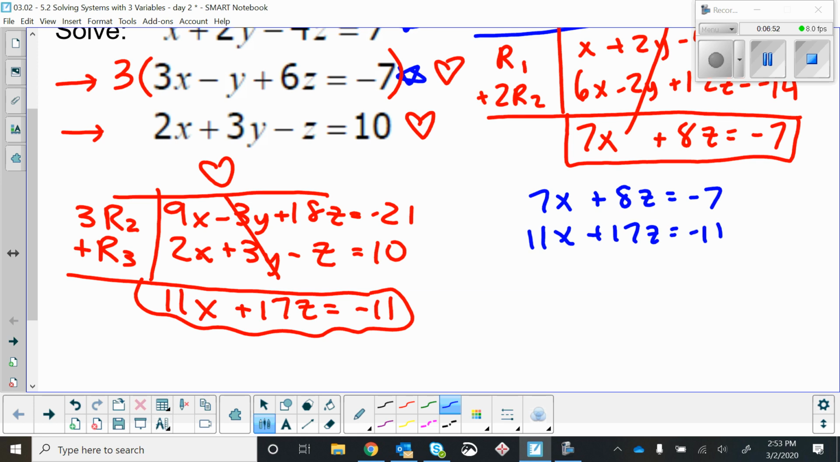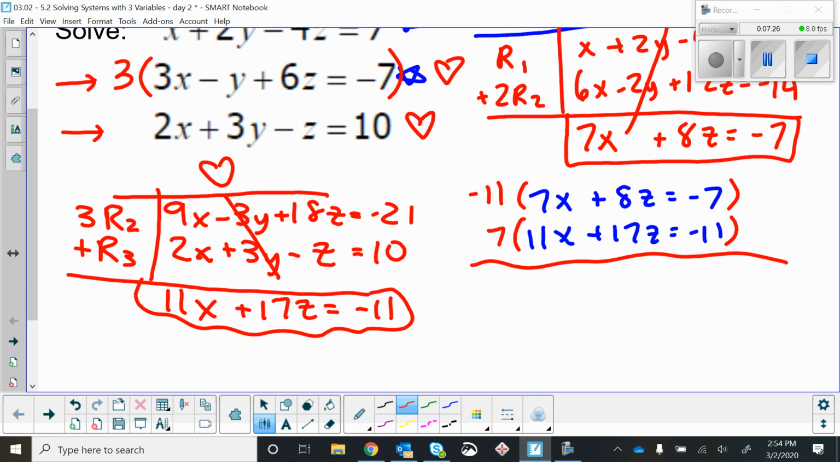So here is my system now. We have two equations of two variables. At this point, you could do substitution. I'm going to do elimination. It doesn't matter if you choose x or z. I'm going to go with x because I feel like the math is easier. In this case, you have to multiply each equation by something, and that's okay. They have the same sign right now, so one of the factors you multiply needs to be negative. So I'm going to multiply this one by negative 11, and this one by positive 7.